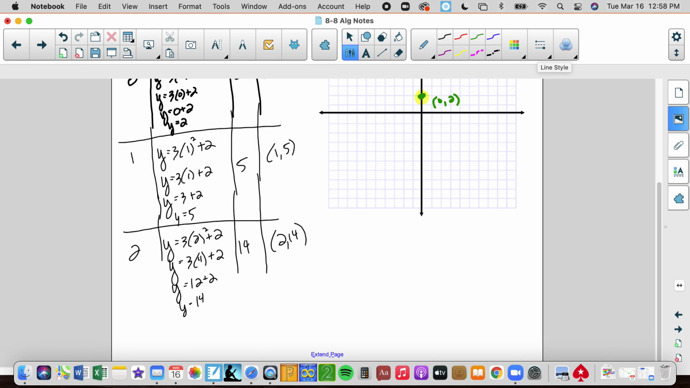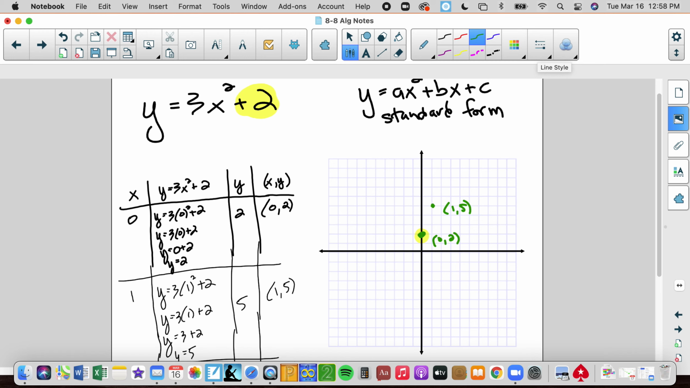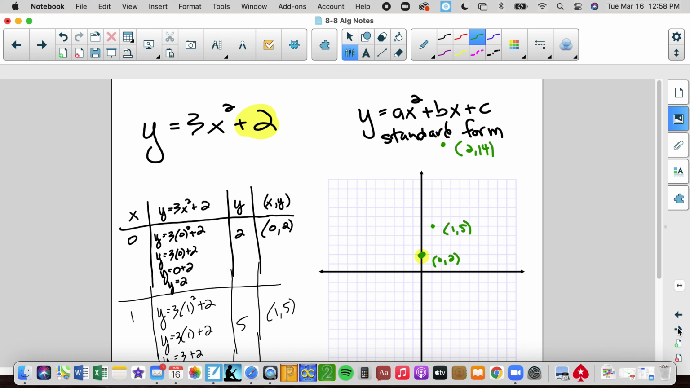Now we notice, whoa, that's completely different. That is nowhere near. (2, 14) is going to be way up here, in this general area, and that is nothing like this one. So we notice that it doesn't have a constant rate of change. It's increasing exponentially. Why is it increasing exponentially?